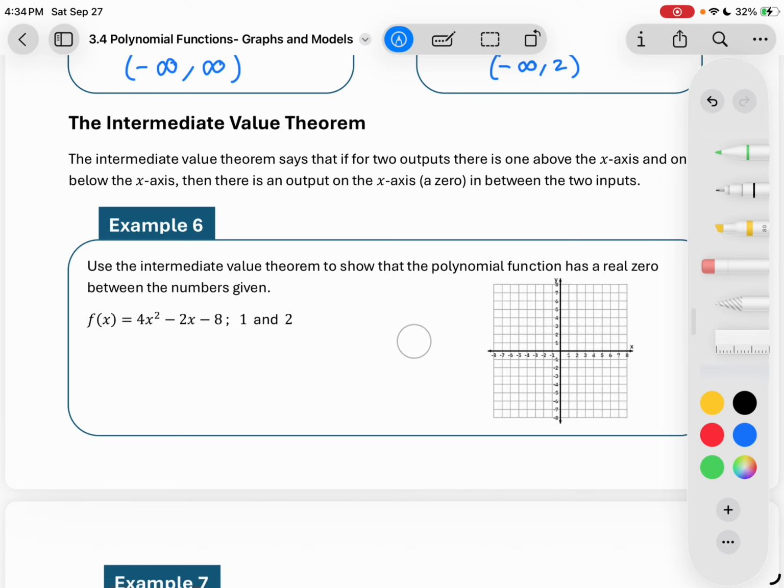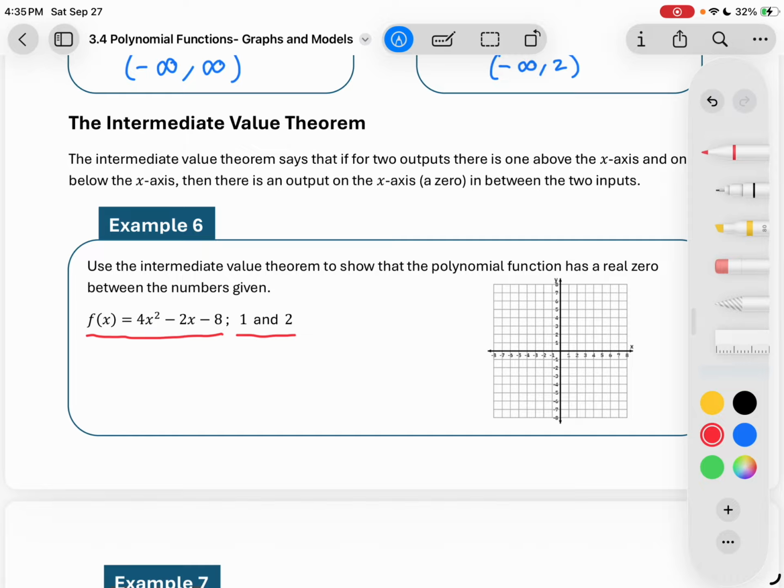So let's see what they're asking us to use that for. Example 6 says, use the intermediate value theorem to show that the polynomial function has a real zero between the numbers given. So we're not asked to find the zero, we're just asked to prove that it has one in between the numbers given. So here's the polynomial, and it wants us to show that it has a zero, or it crosses the x-axis, between 1 and 2.